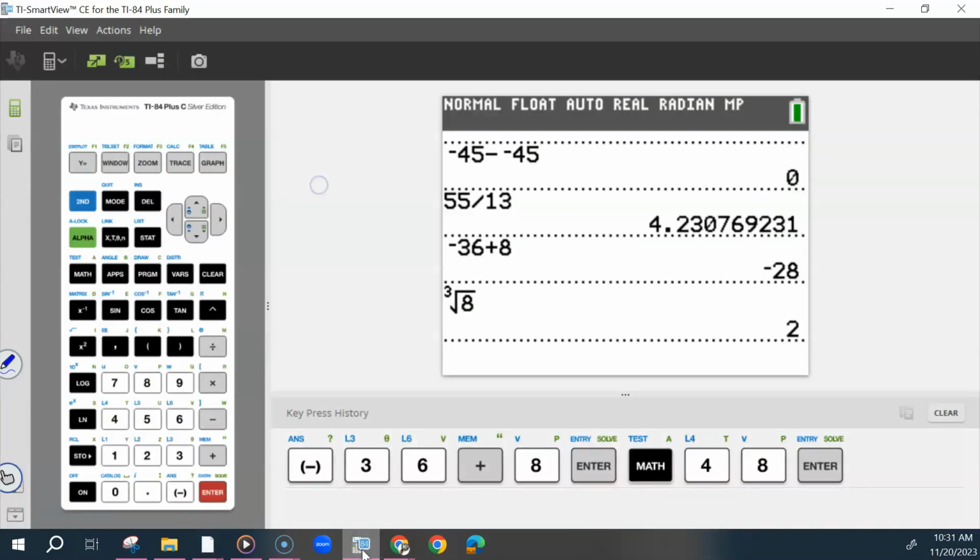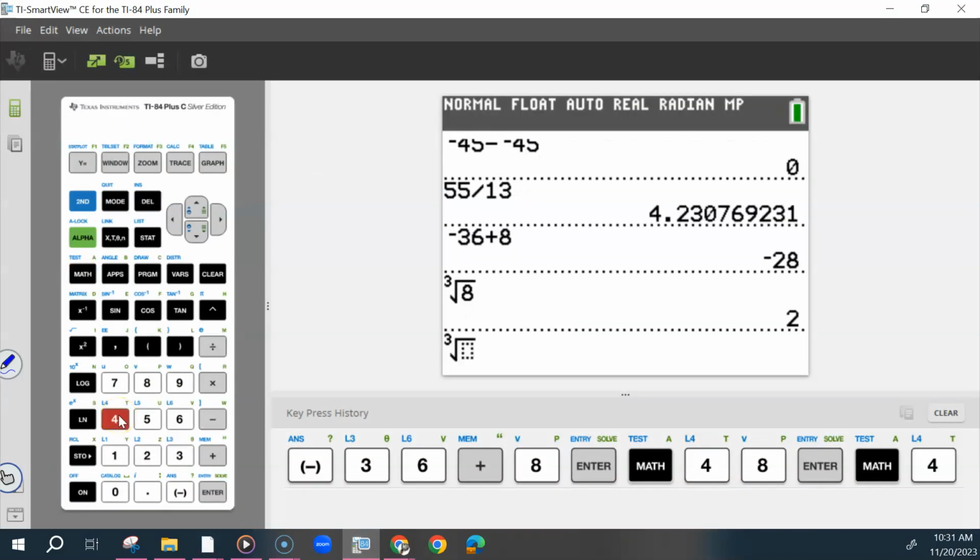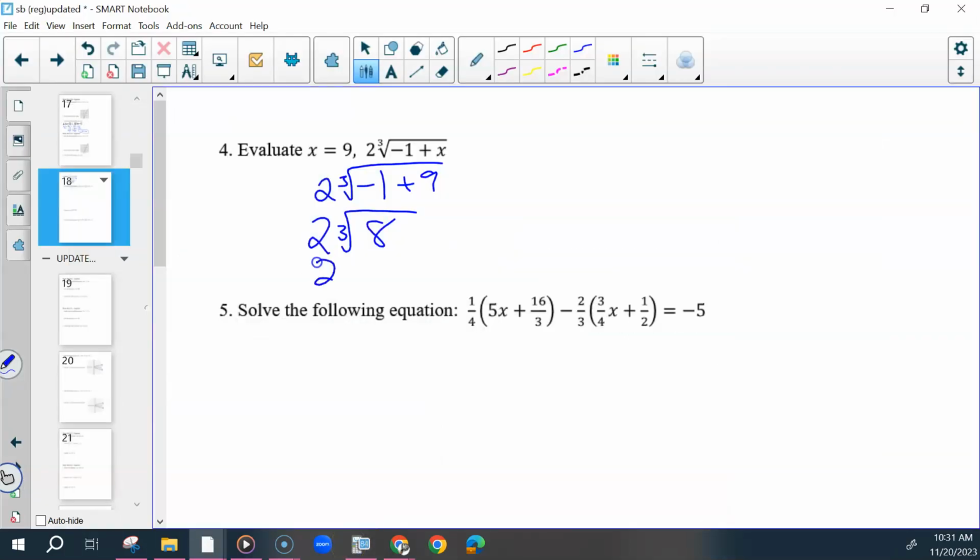Then in your calculator, if you hit math 4, you would get your cube root. You could put 8 in it, and you would get 2. And then multiply to get 4. What's the final answer? Do you have a question? Yes, are we going to learn how to do cube roots and that stuff later on? Later on. That's by hand. Alright. Other questions on that?